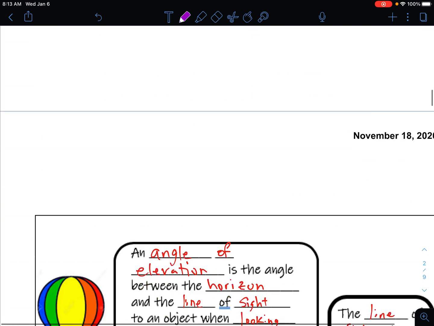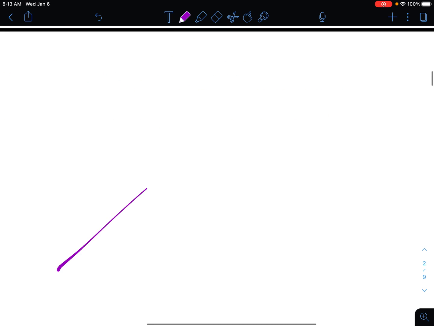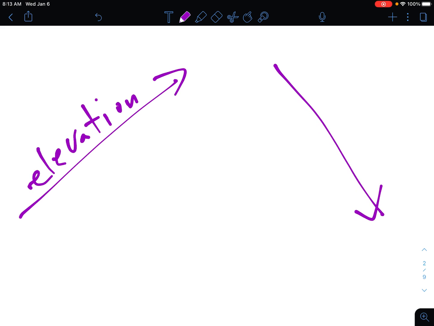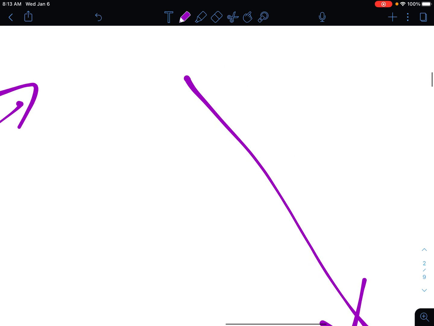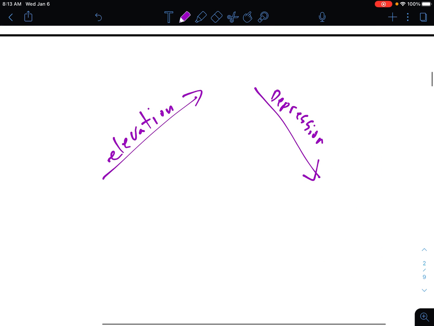Now we're going to go through angles of elevation and depression. Elevation goes up. All right, you're elevating, elevator. And then depression means we are going downward. Okay, so we're going to be using words, setting up triangles.